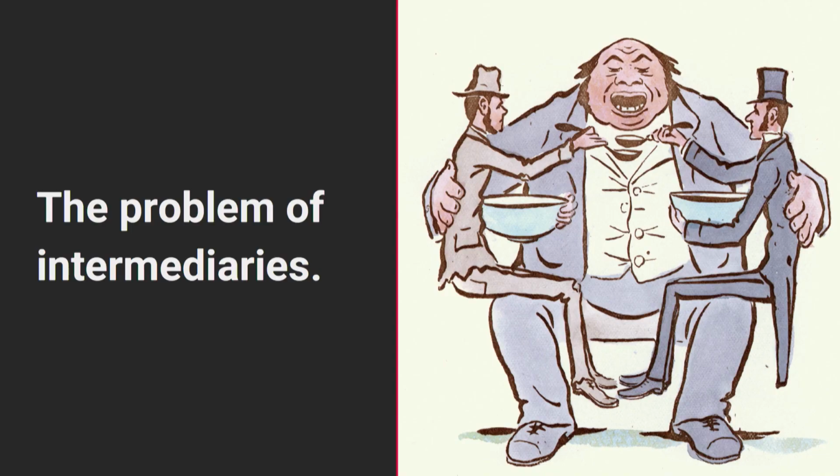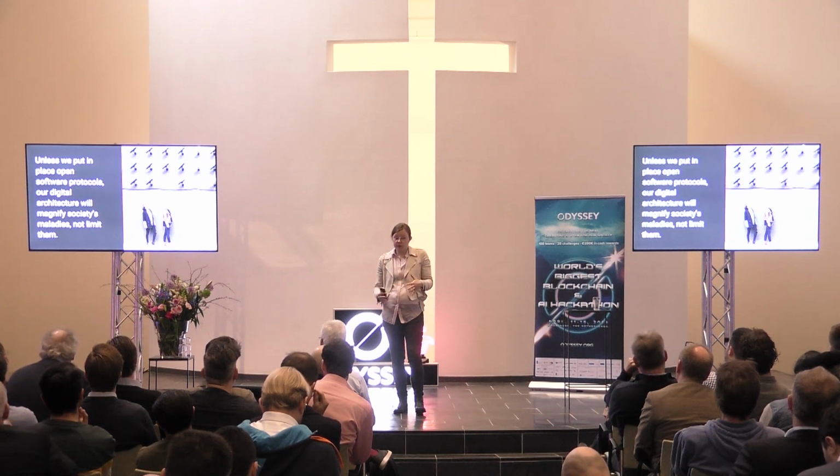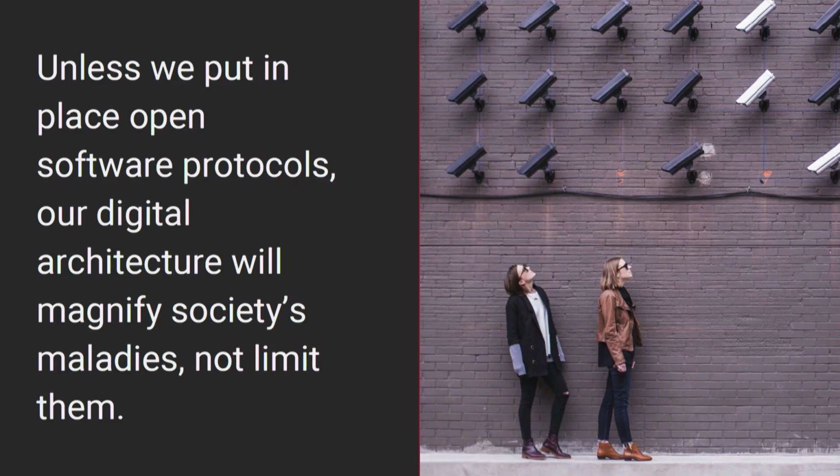So it's really that problem of intermediaries, right? That you have to rely on Facebook and WhatsApp to do our communication. We have to rely on Medium, that they don't censor us, likewise for Twitter. And unless we put in place open source software protocols, the digital architecture that we build will just magnify whatever issues we have in society instead of helping us deal with it. It's really just through consensus architecture that we can do better.